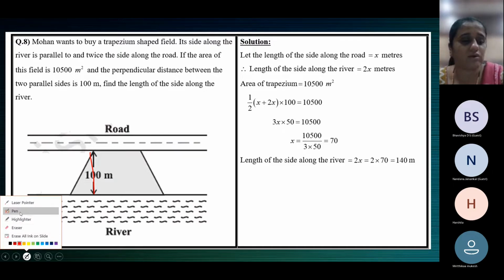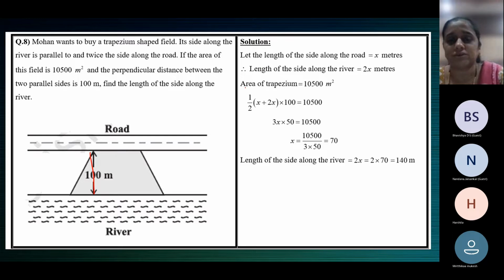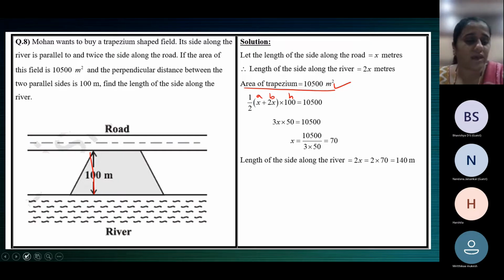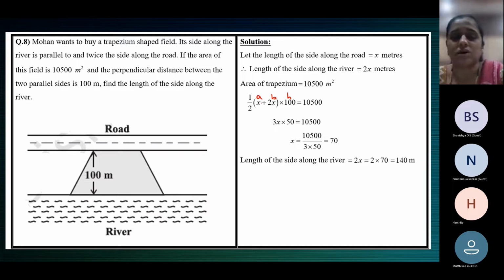So how do we start working? The area of the trapezium is given to be 10,500 meters squared. So that means half A plus B into H. This is A, this is B, this is H. Half A plus B into H is equal to 10,500 because that's the formula to find the area of a trapezium. So half into one of the parallel sides is x, the other one is 2x, into h is 100, equal to 10,500. So how do we simplify this?